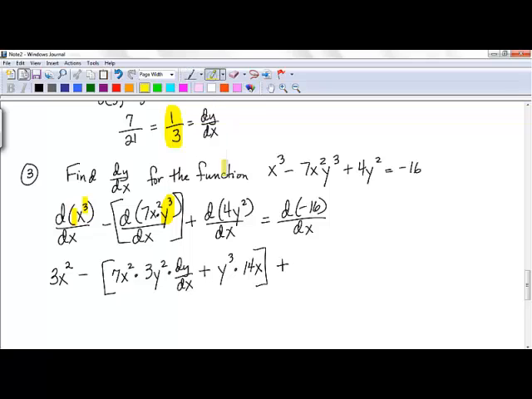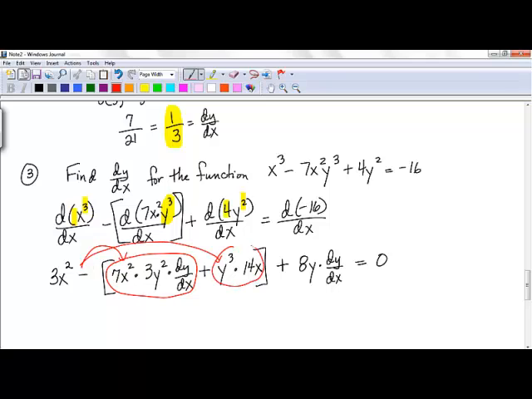Plus, now we take the derivative of this. Take this exponent times the number in front, so that'd be 8y. Depress the exponent by 1, so it's just 8y. That's a y term, so every time you take the derivative of a y term, you have that extra dy over dx. And the derivative of a constant is 0. This minus sign is going to affect this term, and this is one term right here, and it's also going to affect this term, which is another term right here.